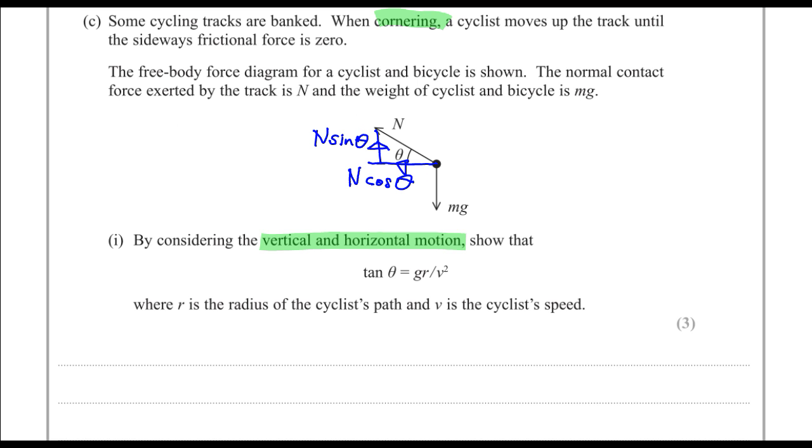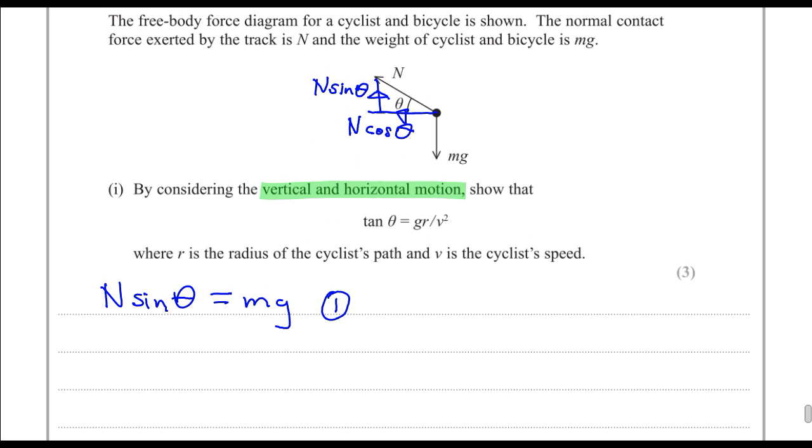We can now look at the vertical direction, and in the vertical direction there is no acceleration or movement, so there must be equilibrium, which tells us that we can write the forces going up, which will be n sine theta, equal to the forces going down, mg. So that can be our first equation.